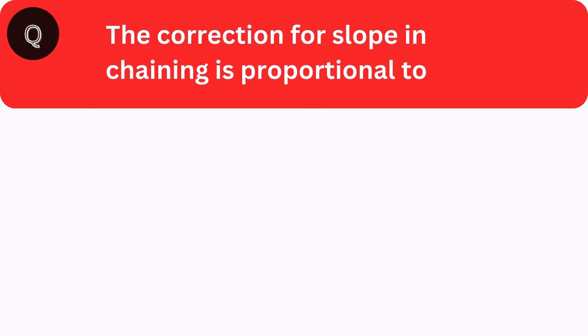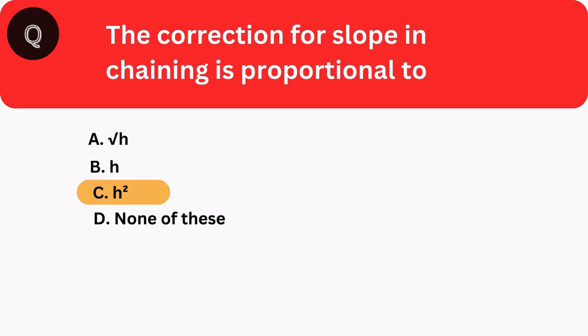The correction for slope in chaining is proportional to Option A, root h. Option B, h. Option C, h square. Option D, none of these. Answer C, h square.